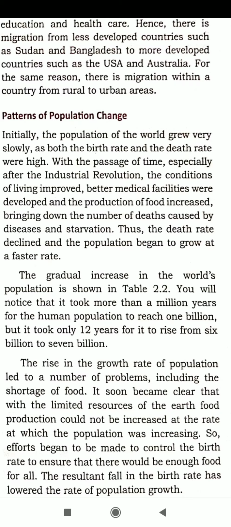With the passage of time, especially after the Industrial Revolution, the condition of living improved, better medical facilities were developed, and the production of food increased, bringing down the number of deaths caused by diseases and starvation. Thus, the death rate declined and the population began to grow at a faster rate.